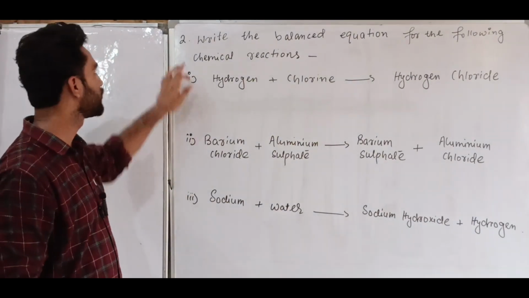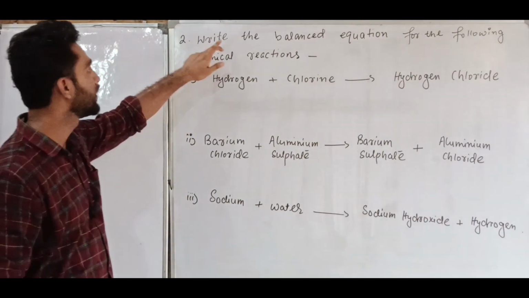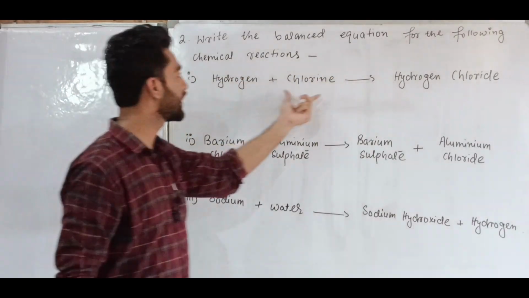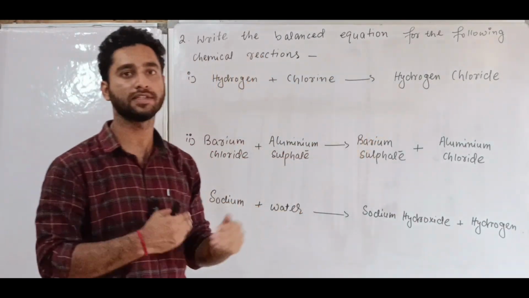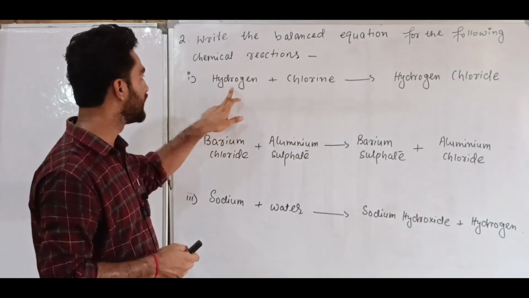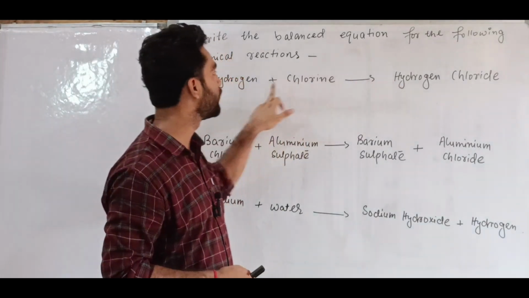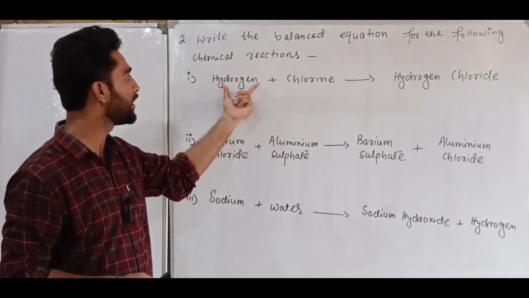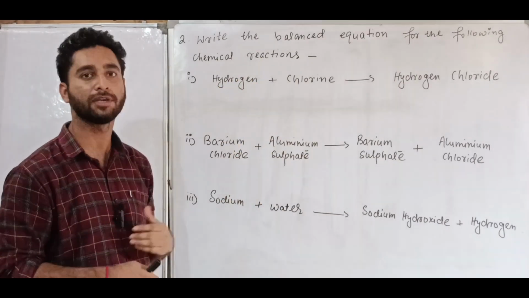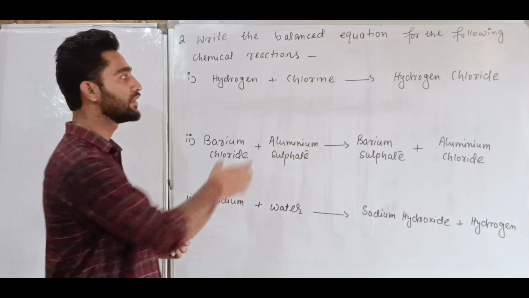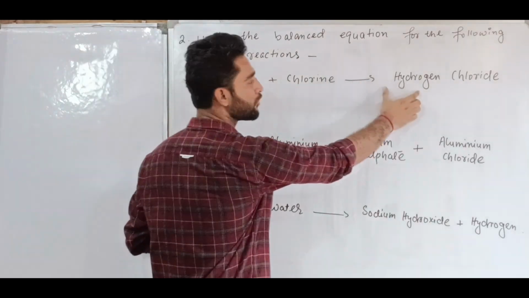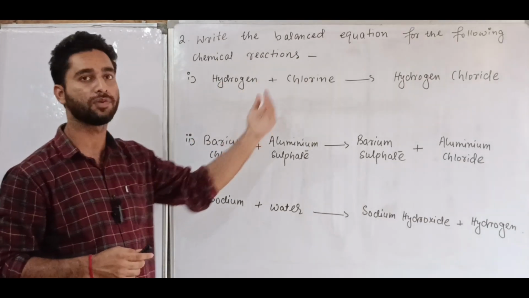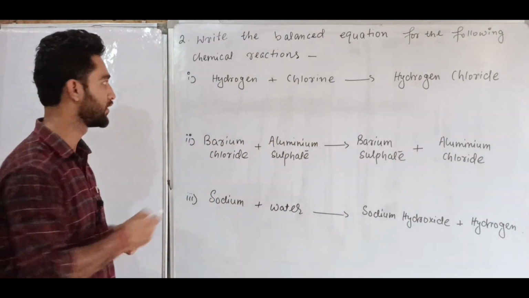Okay, let's see the question number 2. So what is asked in the question number 2? Write the balanced equation for the following chemical reactions. So these are the chemical reactions given. So we have to balance this chemical reaction. Now this kind of chemical reactions are called word equations, or also skeletal equations. So first we have to convert this skeletal equation into chemical equations. Chemical equation means the symbolic representation of the reactants and the products. So first we have to convert into chemical equation, then we have to balance the chemical equation.